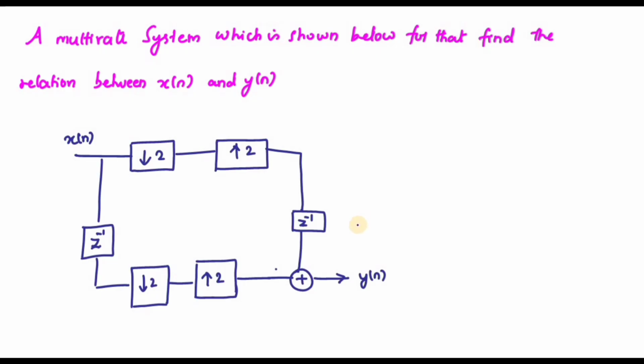In this video, we are going to discuss a problem. The question is a multi-rate system, which is shown below. Find the relation between x of n and y of n. So this is the question. Here, this one is called a downsampler.